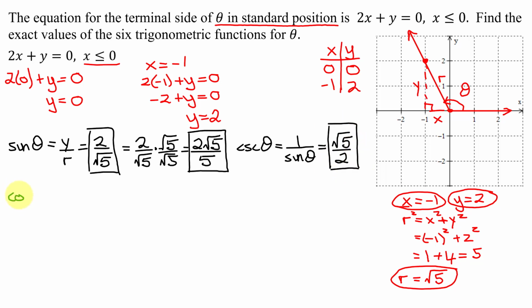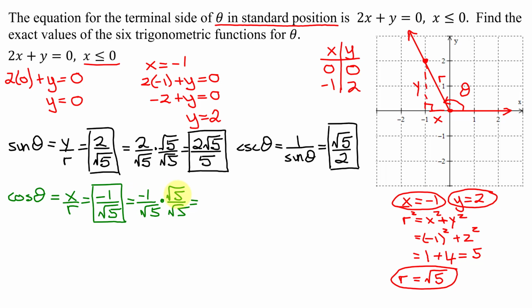Next, looking at the cosine of theta. That is x over r. X was -1. R is the square root of 5. And if you don't have to rationalize the denominator, leave the answer like that. But if you do, it's -1 over the square root of 5 times the square root of 5 over the square root of 5. So I get -1 times the square root of 5 is negative the square root of 5 over the square root of 5 times the square root of 5 is 5.